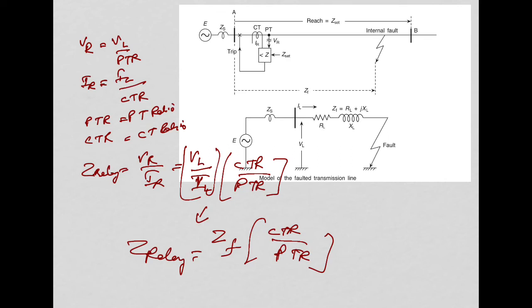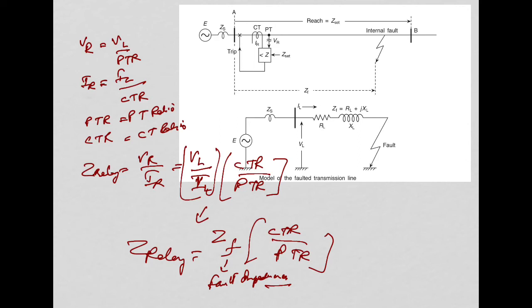ZF is the fault impedance as seen from the line side. So this is the impedance seen from the relay side or the line side. Now this is all about that.